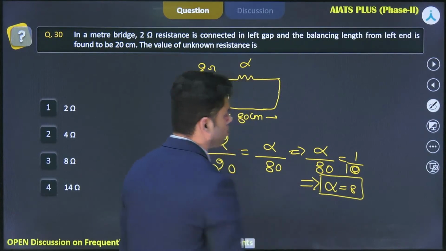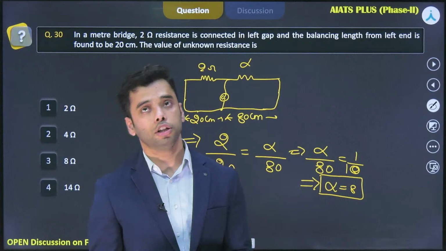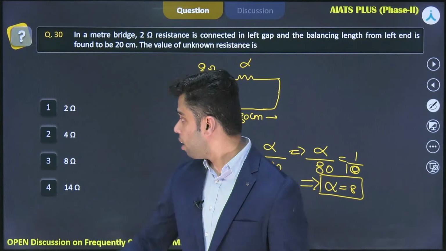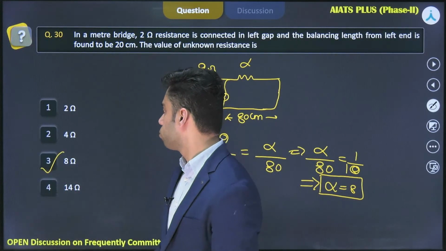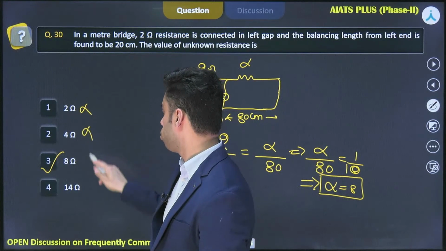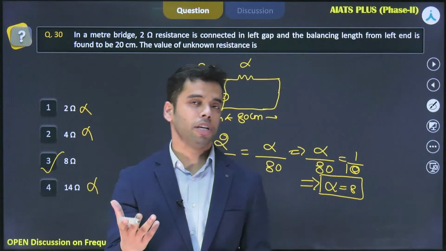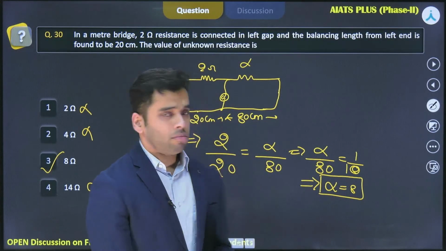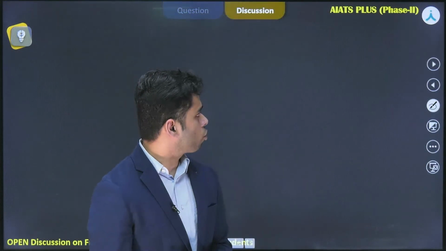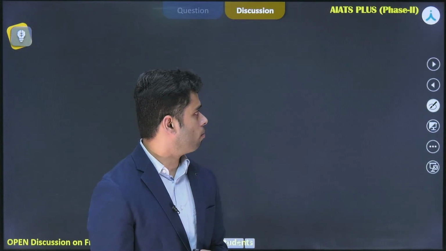The value of alpha should be equal to 8, or the value of unknown resistance should be equal to 8 ohm. And it is given to me in option 3. So 1, 2 and 4, they are wrong. Simple problem based on the concept of meter bridge. And if you are thorough with the problem, attempt this problem.